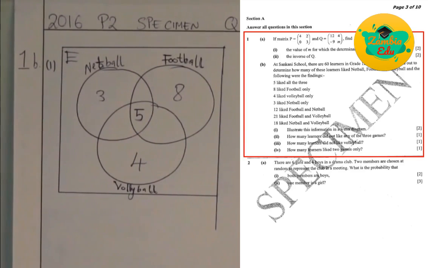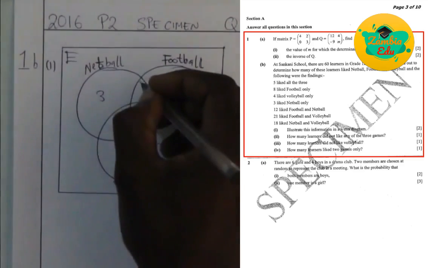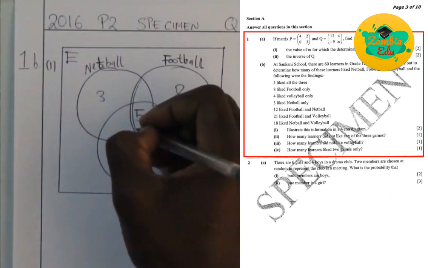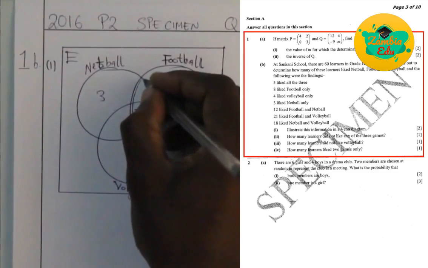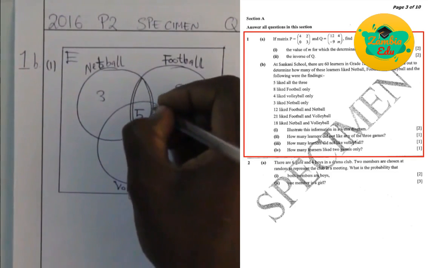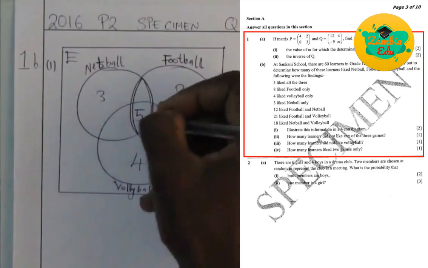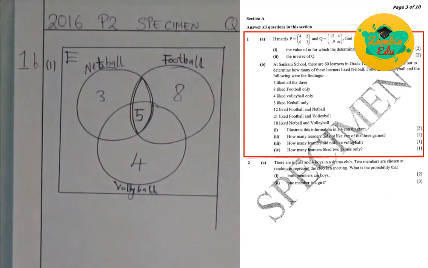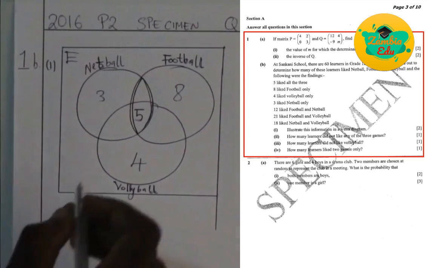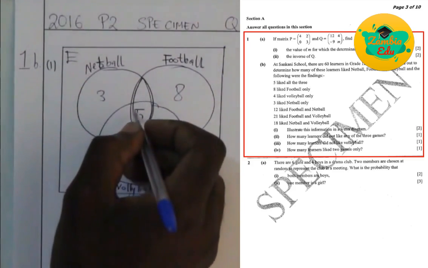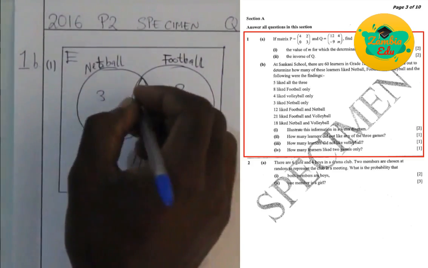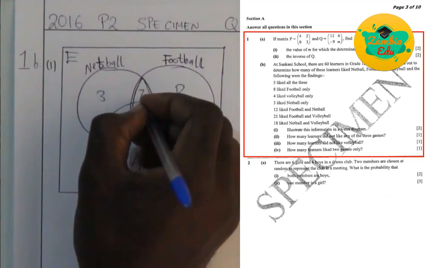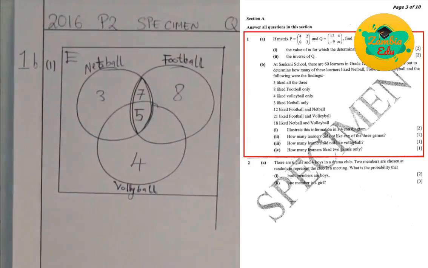We are told that 12 liked football and netball. So the intersection for football and netball is this one right here. So this is the intersection set for football and netball. We've been told that the total number of that intersection is supposed to be 12. So we say 5, take out 5 from 12, we remain with 7 there.